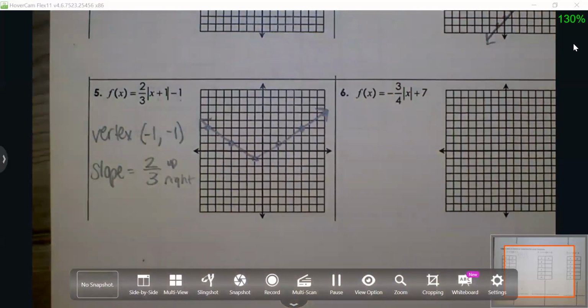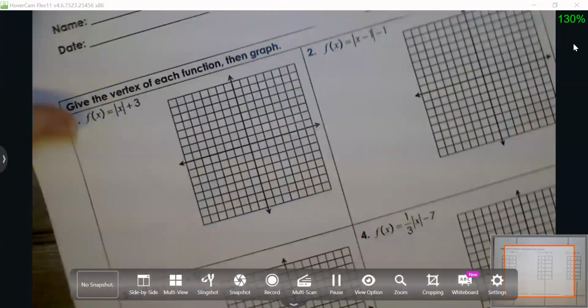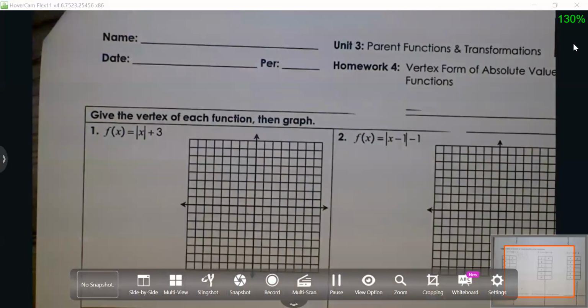You are going to repeat the same pattern for number 6, as well as the 6 questions on the next page.